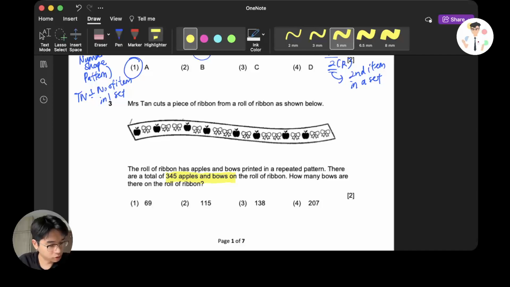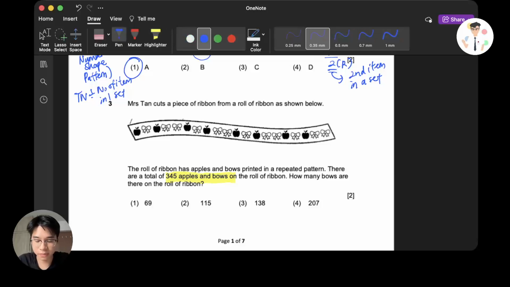So again, the same thing, what we are supposed to do is to actually find out the pattern first. So what's the pattern? Apple bow, apple bow, apple bow, apple bow, bow, apple bow, apple bow. So I kind of know that it's apple bow, right? So this is what I call a set. And in one set I have how many? I have 1, 2, 3, 4, 5. So I have 5 basically.